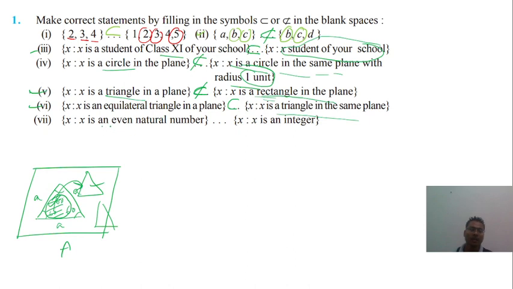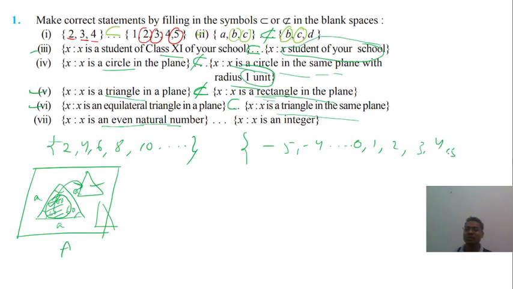Then they are saying X says that X is an even natural number. What are even natural numbers? 2, 4, 6, 8, 10 and so on. These are even natural numbers, and integers are -5, -4, and so on, 0, 1, 2, 3, 4, 5, 6, etc. As we can see from here, all the even natural numbers are present in this set, so we can consider this as a subset here.